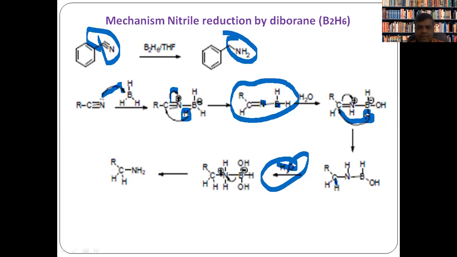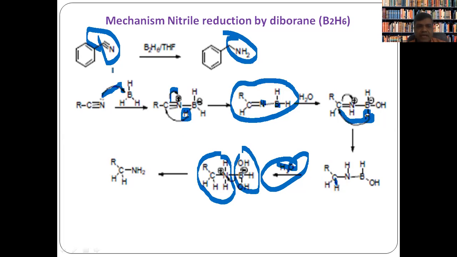Again, nitrogen has the deficiency due to the formation of a coordinate bond with hydrogen. Then bond cleavage takes place. Nitrogen gains its lone pair. This part is removed as a byproduct, and this is our main product, that is primary amine.